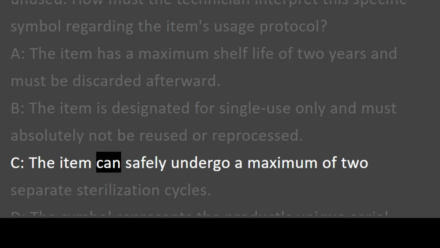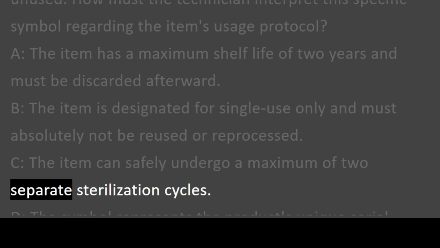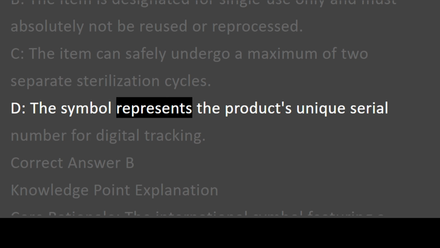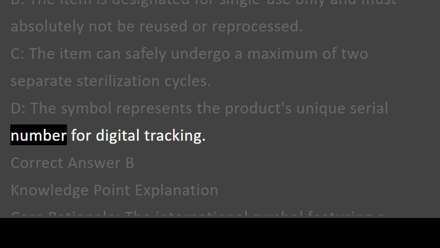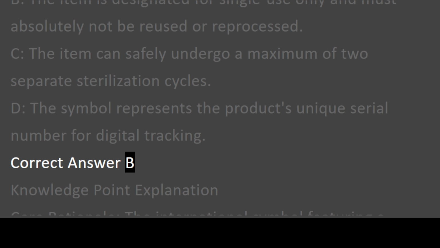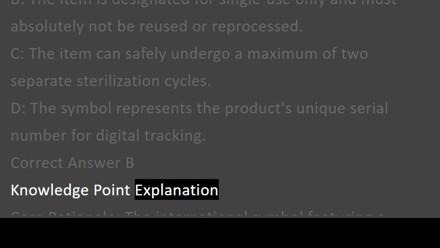C. The item can safely undergo a maximum of 2 separate sterilization cycles. D. The symbol represents the product's unique serial number for digital tracking. Correct answer B. Knowledge point explanation.